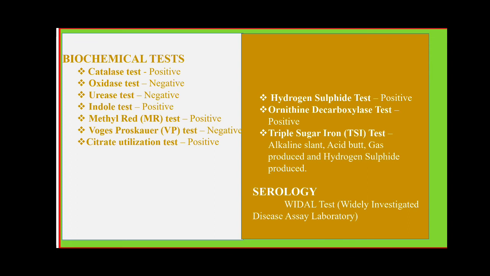Biochemical test. Catalase test is positive, oxidase test is negative, urease test is negative, indole test is negative, methyl red test is positive, VP test is negative, citrate utilization test is positive, hydrogen sulfide test is positive, ornithine decarboxylase test is positive, triple sugar iron test. In this test, alkaline slant, acid butt, gas produced and hydrogen sulfide produced.